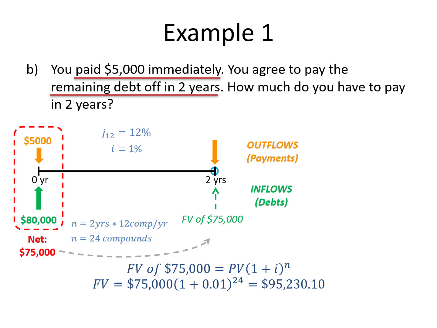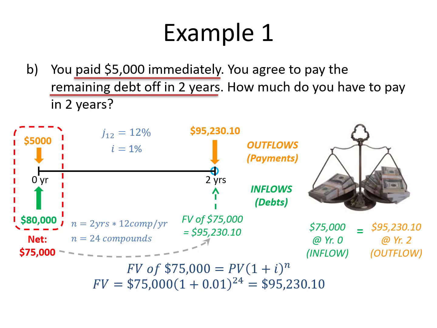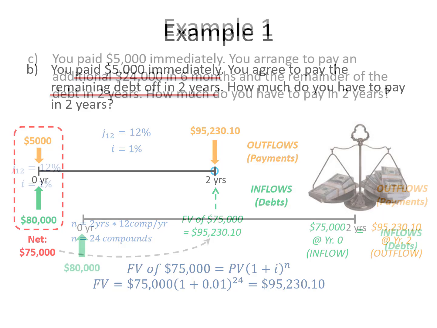$95,230.10. So in scenario B, what we really have learned is how to handle that down payment, or how to handle two payments on the same day. We would take the net amount of money. And in this case, we would also consider $75,000 at year 0, the amount of debt that they left the manufacturing company with, is equal to $95,230.10 at year 2 when we consider the additional interest.